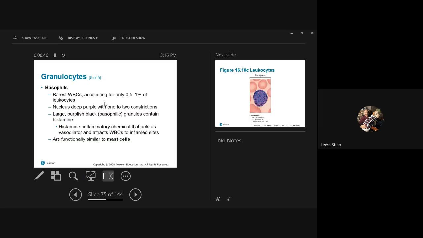Basos, hard to find. Purple, 1 or 2 constrictions, typically one in the middle. Histamine particularly, very similar. These are really important when it comes to allergies. So a lot of this is because we do this again in the lead-in.